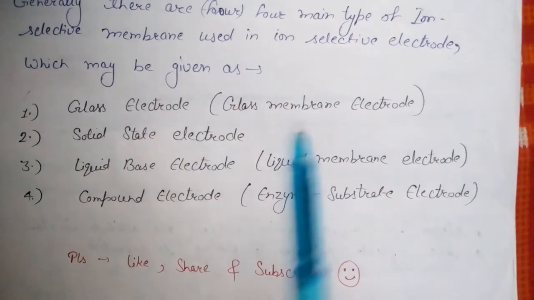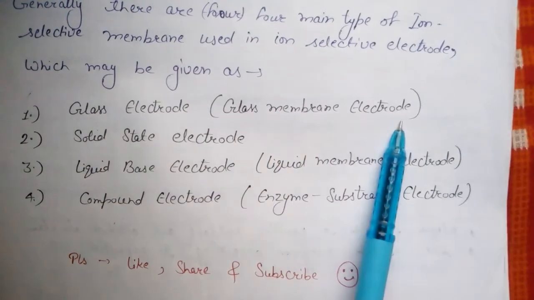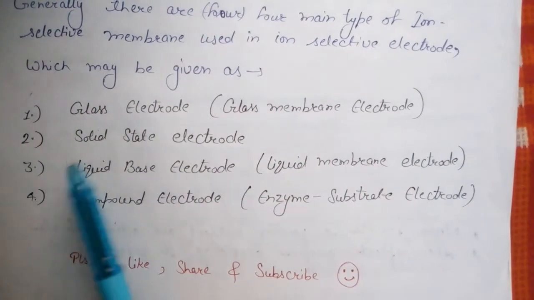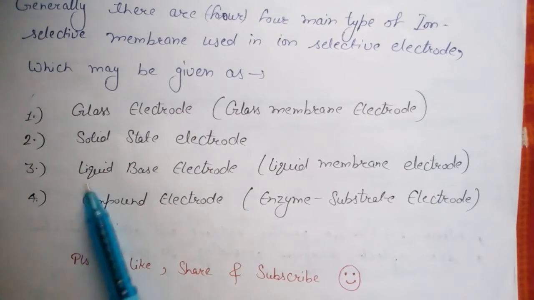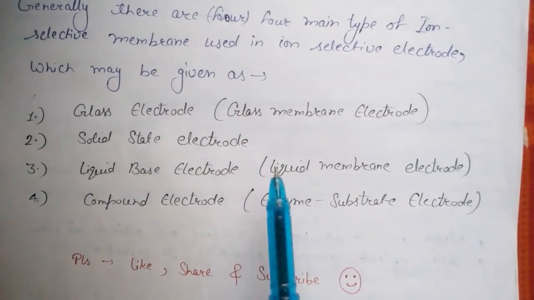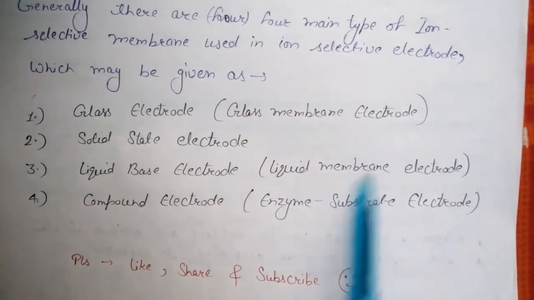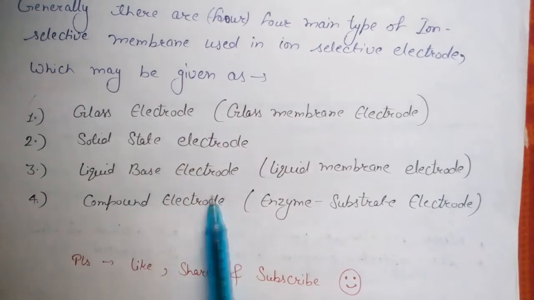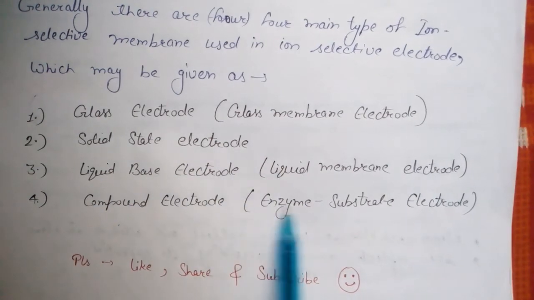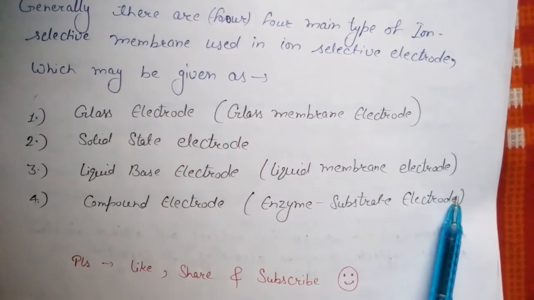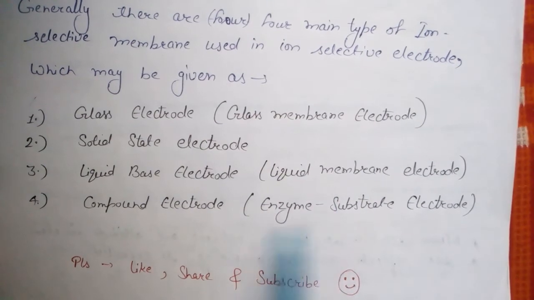Glass electrodes, you can also call glass membrane electrode. Second one is solid state electrode. Third one is liquid base electrode, or you can say liquid membrane electrode. Fourth one is compound electrode, or you can say enzyme substrate electrode.